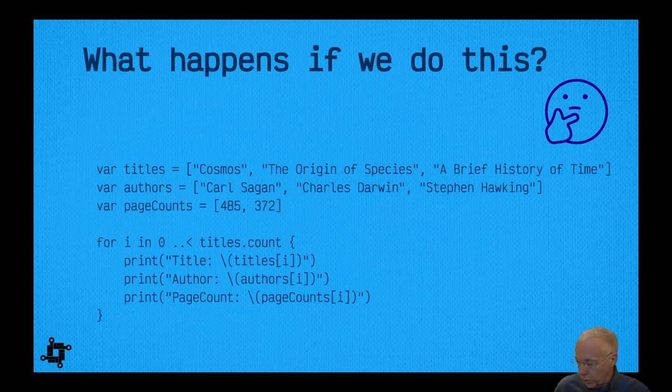So when we go through this loop here, what do we think will happen? What will happen is when it gets down here to do the page count, and it looks at page counts with an index of i, which is going from 0, 1, and 2, there is no element 2 in here.